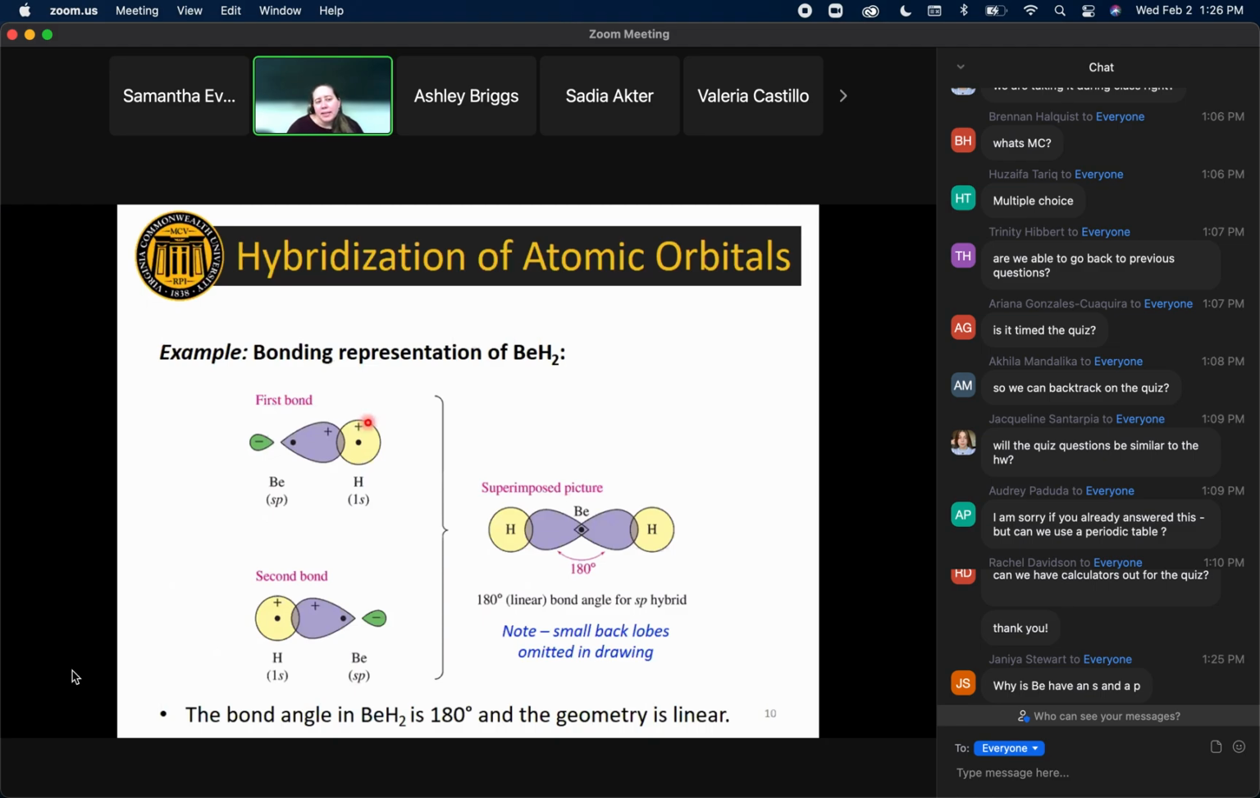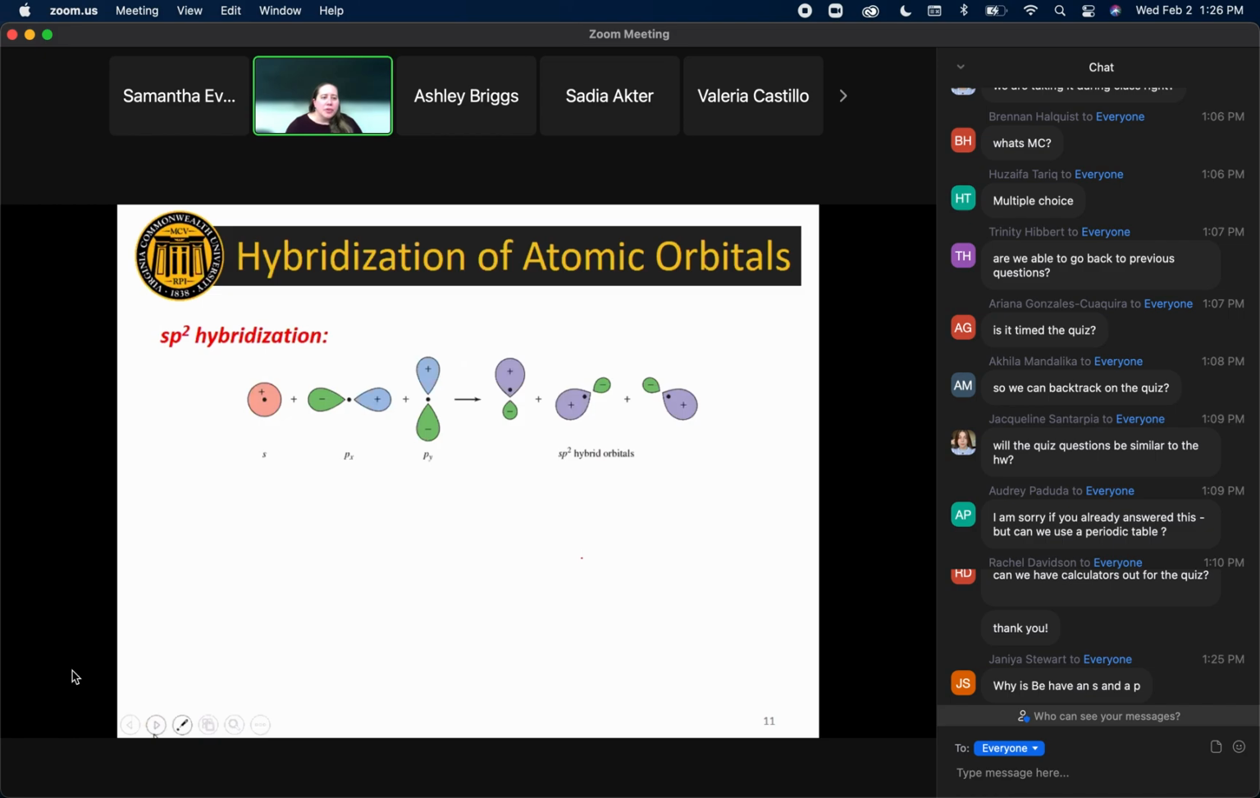Someone's asked why beryllium has an s and a p orbital. It actually has the same orbitals as carbon does, right? Every atom in that second row of the periodic table has a valence shell that has a 2s orbital and three 2p orbitals. So just because there aren't electrons in those orbitals doesn't mean that those orbitals aren't there. Okay, so beryllium has an s orbital and 3 p orbitals, and carbon has an s orbital and 3 p orbitals, right? So they have these orbitals, they just might not have electrons in them in their native configuration. Did that answer your question?